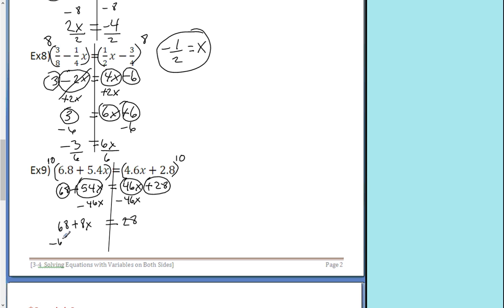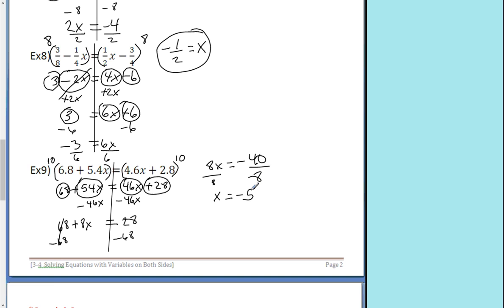Get rid of the 68 by adding a negative 68. You would rechunk this, but I'm running out of room here. Those make 0. I'm left with 8x equaling negative 28 minus 68, or negative 28 plus a negative 68 is negative 40. Divide both sides by 8. And I get x equaling negative 5. Not so bad. Never had to deal with decimals.